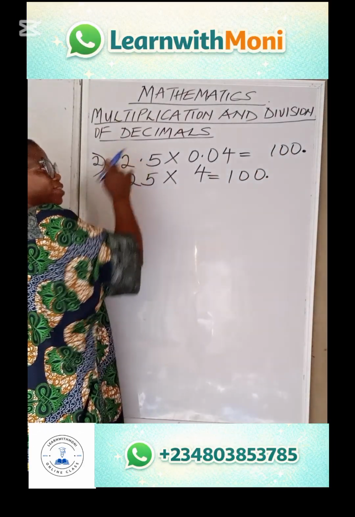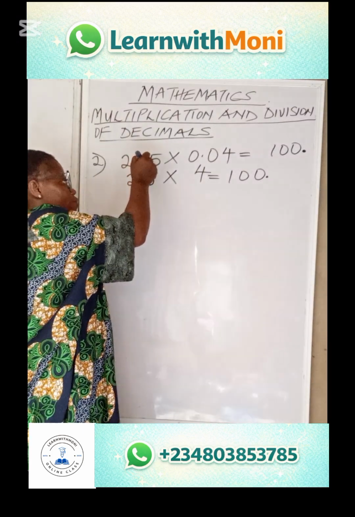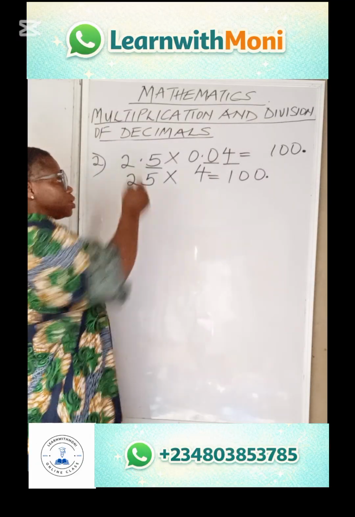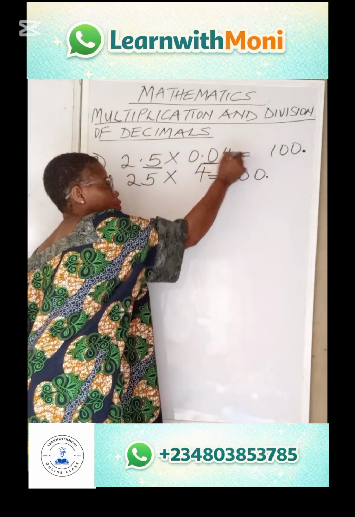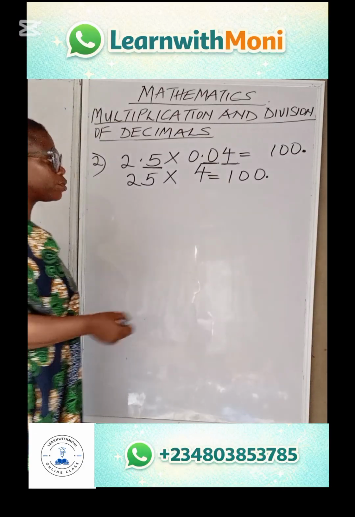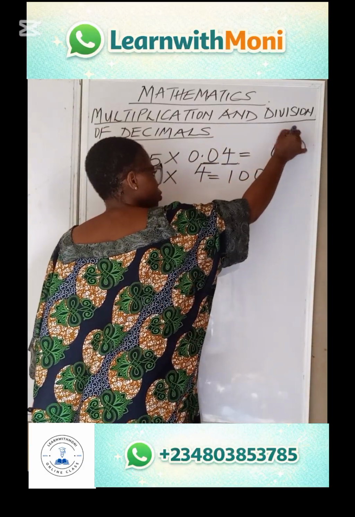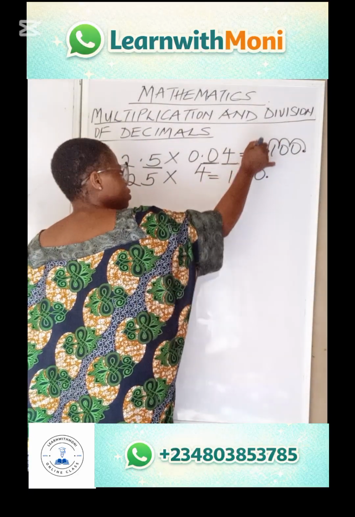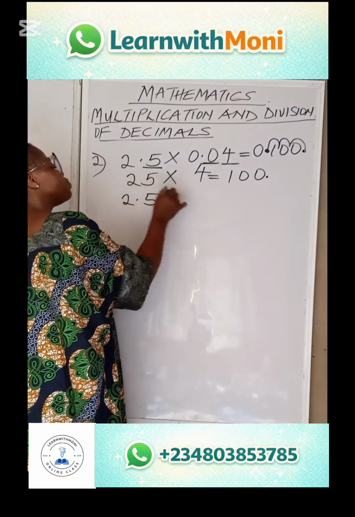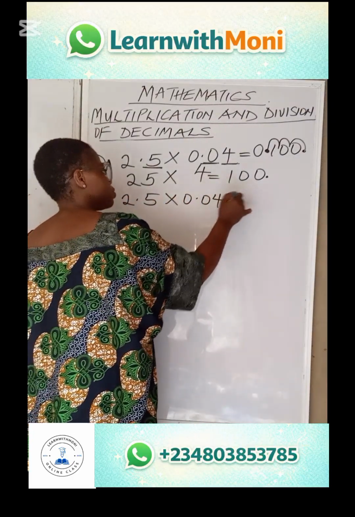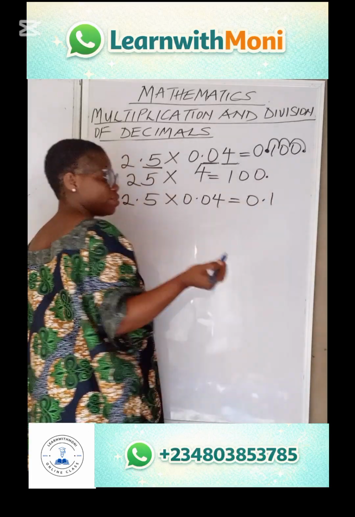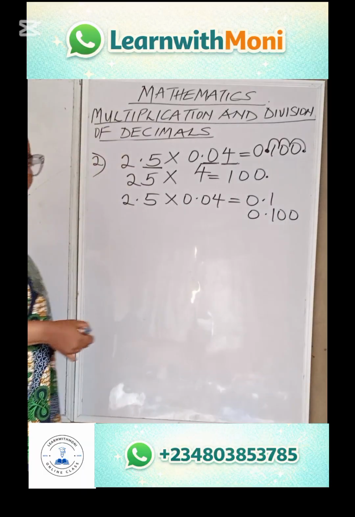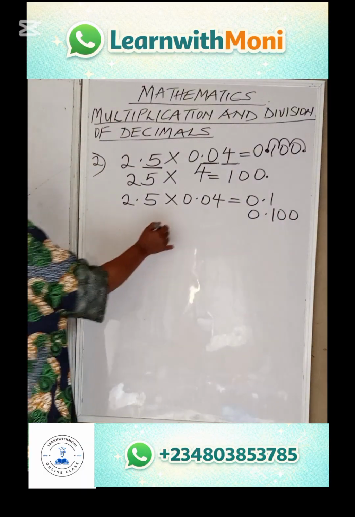So I will count the number of decimal places I have in my question. I have 1, 2, 3. Number of digits at the back of decimal points. I have 1, 2, 3. So I'm going to move my decimal point to the front 3 times, which is 1, 2, 3. So my decimal point is now here, and I will replace the front with 0. That means 2.5 times 0.04 is equal to 0.1. You can leave it as 0.1. You can also write it as 0.100. It is fine. Let's use the standard method now.